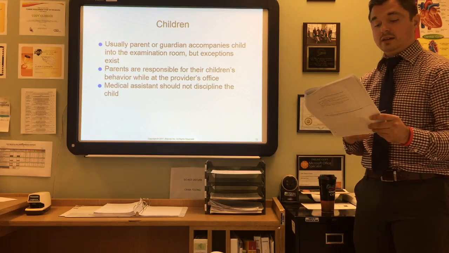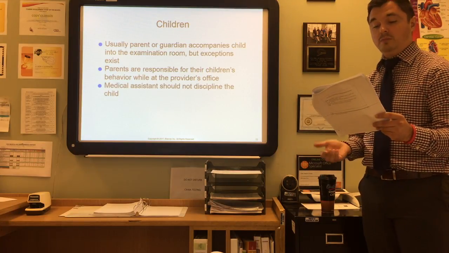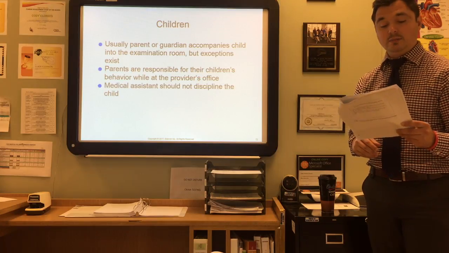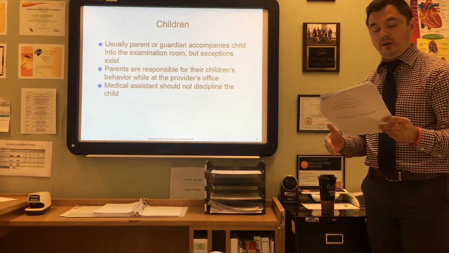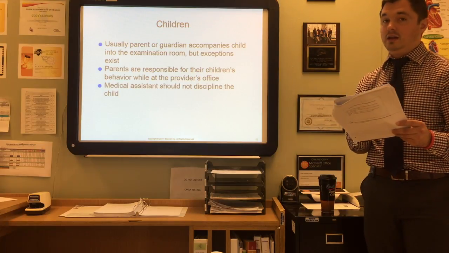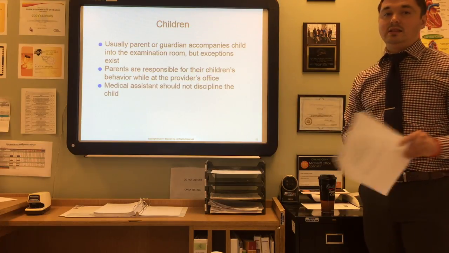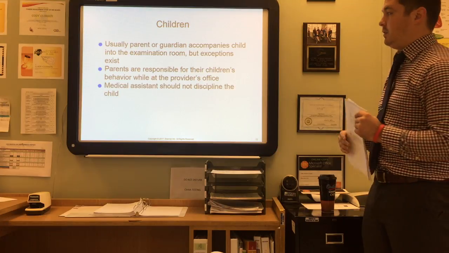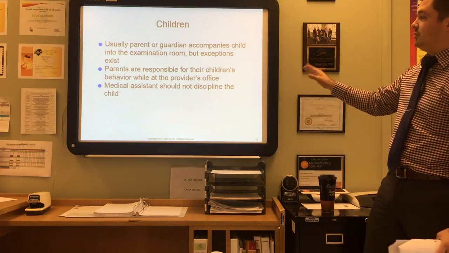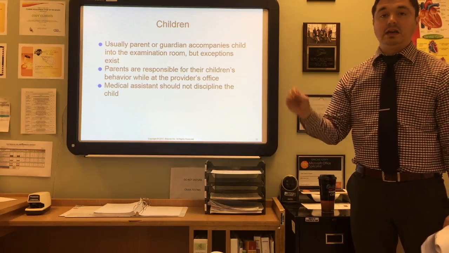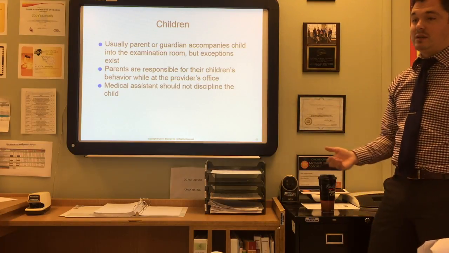And in cases of suspected child abuse, a parent or guardian may not accompany the child into the examination room. Sometimes older children can see the doctor without a parent, but consent to treatment is needed. So you still have to get consent, but you can send that child in without a parent as long as you have that consent. Parents are responsible for the children's behavior while at the provider's office. That includes the waiting room and the reception area as well.